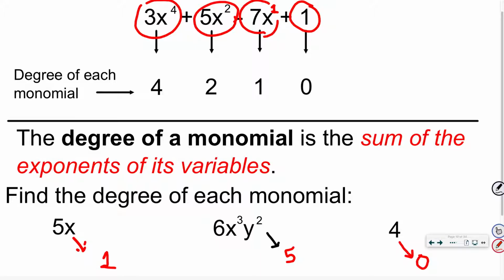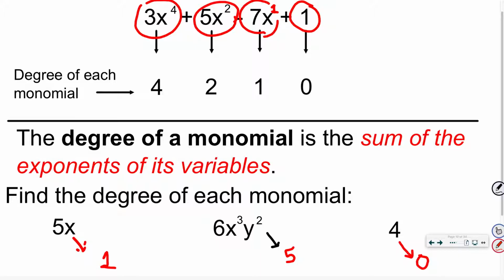That one has no exponent. Which one? 4. Yeah, there is no exponent, so that would be 0. So if I had like a 5, any constant has a degree of 0. There's no variable, there's no exponent, so that would be 0.